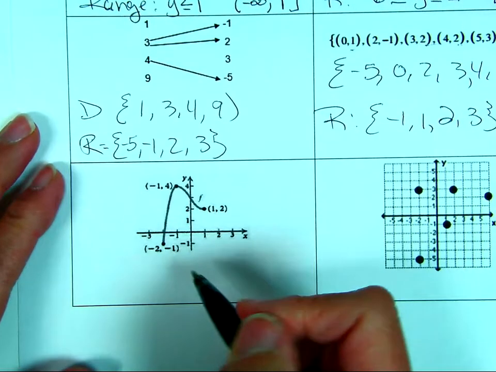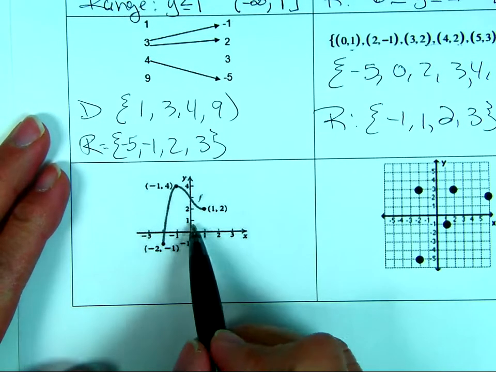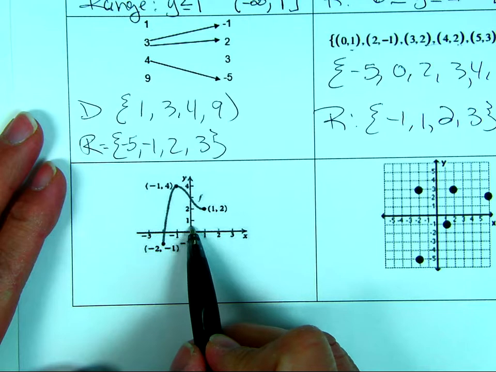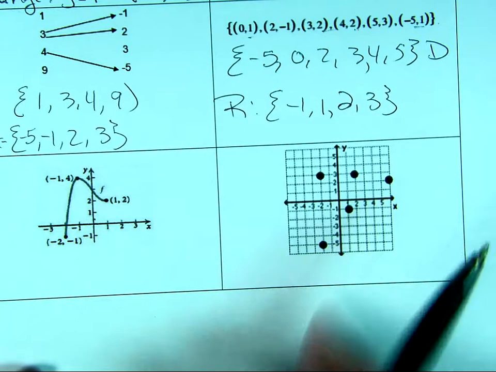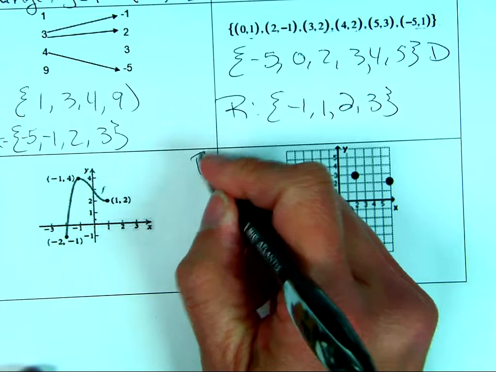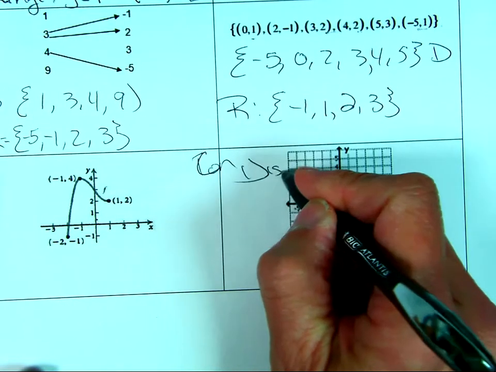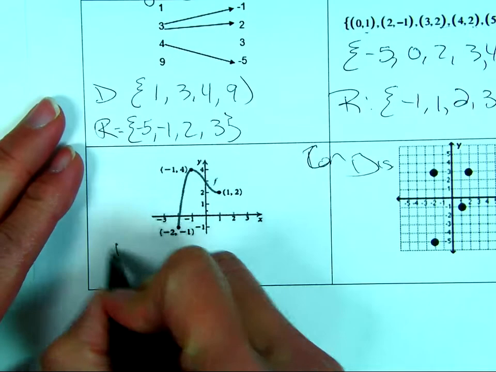Okay, here we go. Discrete or continuous? Continuous. It's not just a set of points. Discrete or continuous? Discrete, continuous. Okay, so let's find the domain and range. These 2 are our last ones.